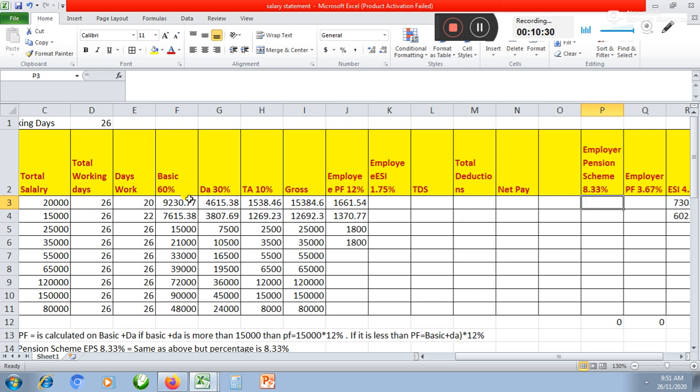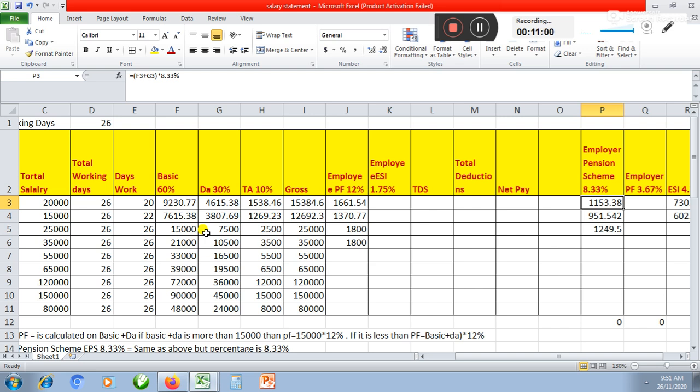If basic plus DA is less than 15,000, then add both and calculate 8.33 here, is equal to, in bracket, basic plus DA, close the bracket, into 8.33%. This is also less, so I'll drag it down. Whereas this is more than 15,000, so I'll use 15,000 into 8.33%. This is the way you have to calculate this 8.33%.